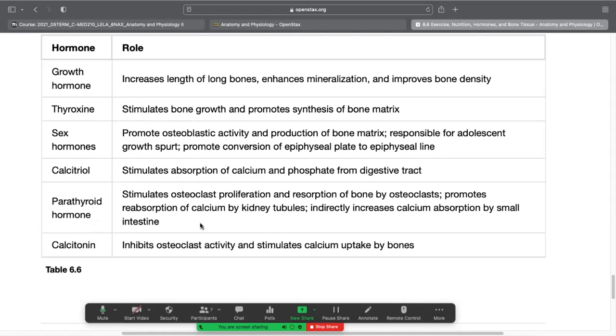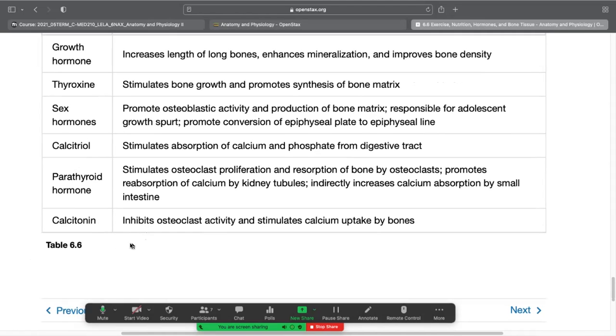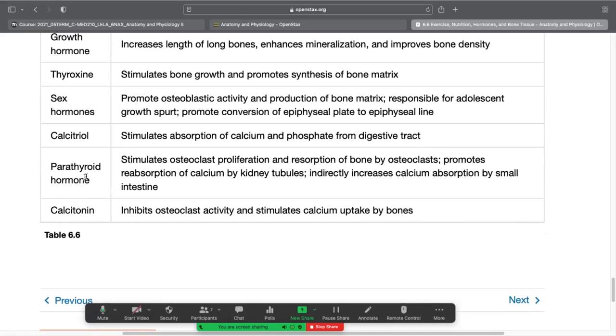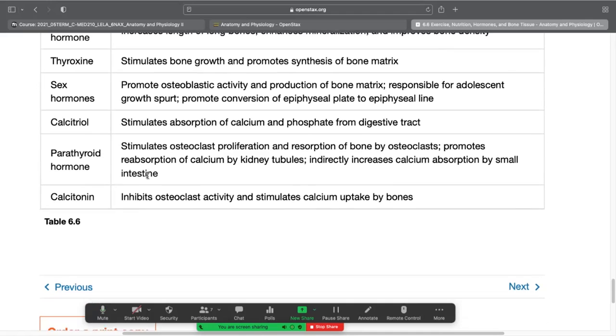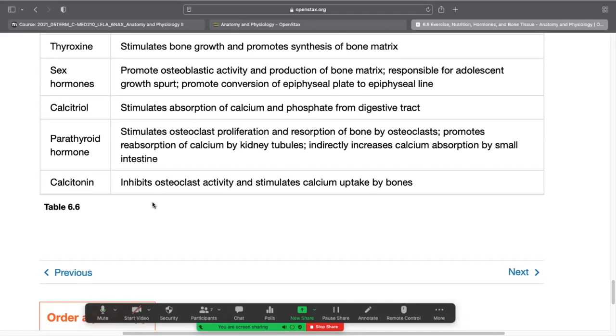Parathyroid hormone, we're going to talk about it in a minute. If I need calcium, parathyroid hormone gets activated. And calcitonin, if I need to store calcium, calcitonin is going to tell the osteoclast, hey, stop that. Stop breaking down bone. I need to uptake and keep calcium. So parathyroid, I want you to think, I need calcium. It's going to get released and bone resorption will happen. So I'm going to get some calcium from my bones. But calcitonin does the exact opposite.